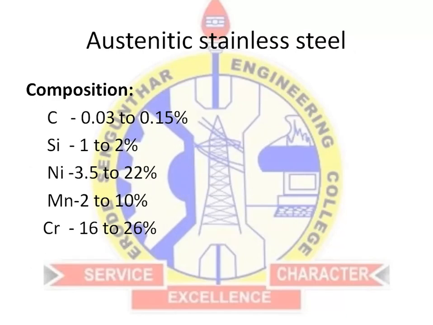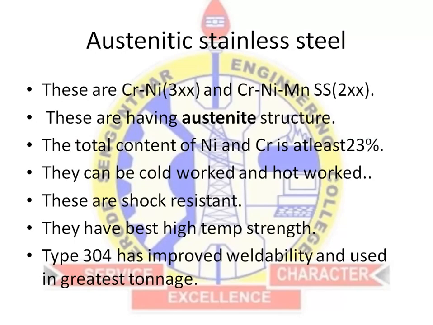Next to that is austenitic stainless steel. It has a carbon composition of 0.03 to 0.15 percentage. Then silicon is added up to 1 to 2 percentage. Then nickel is added for 3.5 to 22 percentage. Then molybdenum is 2 to 10 percentage. Then chromium is around 16 to 27 percentage. The chromium used in all the alloying metals is around 16 to 27 percentage. In addition, nickel is added for this austenitic stainless steel.